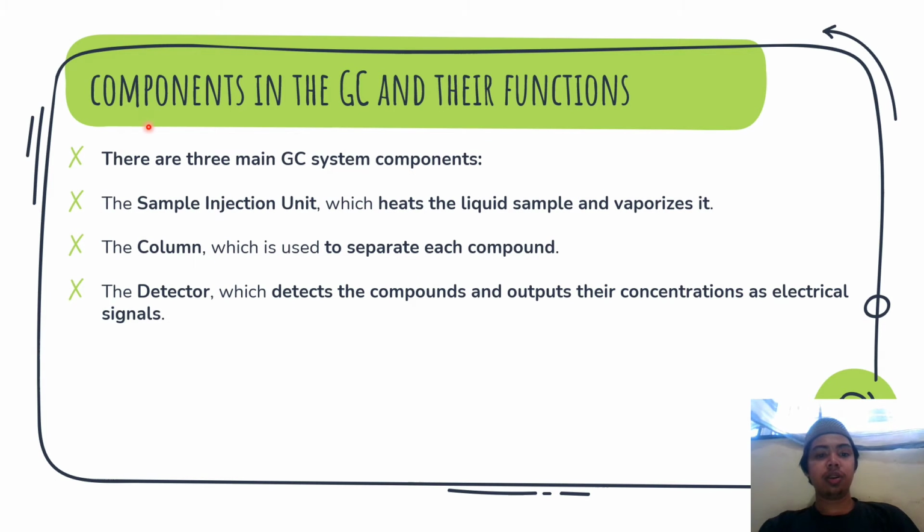Next, we will look at the main components in the GC and their functions. There are three main GC system components. First, the sample injection unit, which heats the liquid sample and vaporizes it. Next, the column, which is used to separate each compound. And next, the detector, which detects the compounds and outputs their concentration as an electrical signal.